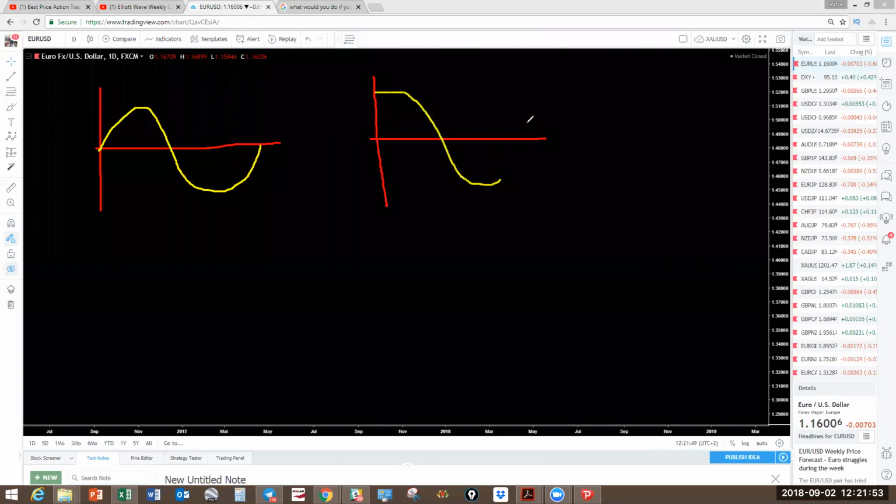Cosine wave. Now the question is, is there any difference between the sine wave and the cosine wave? There's absolutely no difference whatsoever. The only difference is that this one starts here. The cosine wave starts here. So you need to understand where you are in the cycle.